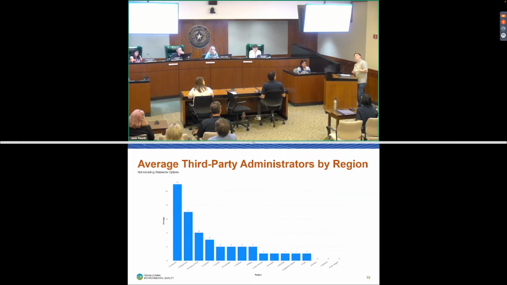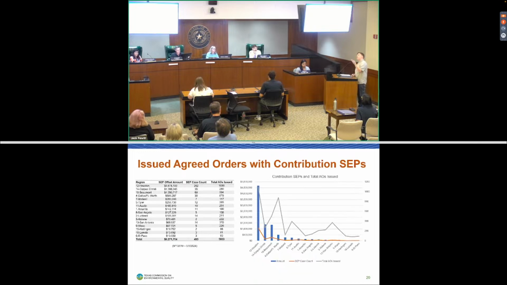Then go back one slide. Region 4 here, Houston, Beaumont, and Corpus Christi are pretty big regions, like you just said, with the ship channel, more agreed orders. Dallas Fort Worth has also got a lot of agreed orders, but we only have 1 third-party administrator in there. So you would think, because they have a lot of agreed orders, they probably do a lot of SEPs. They actually don't. There are 800 agreed orders that came out of that region in the last 5 years, but only 30 had SEPs. Isn't that crazy? So there is a direct correlation. Untapped potential. Yes, exactly.